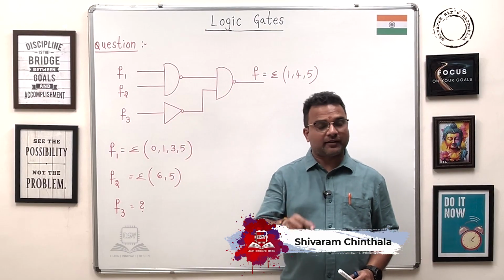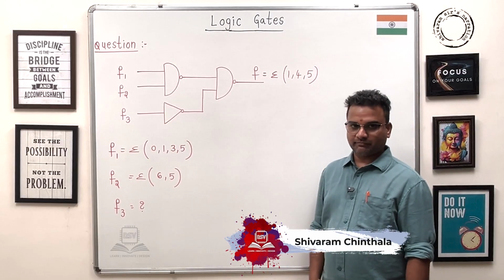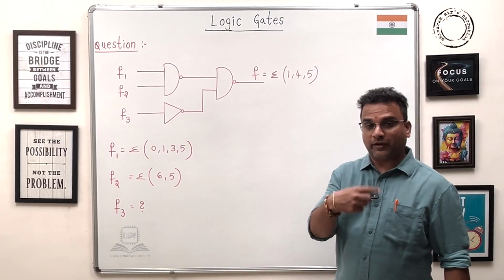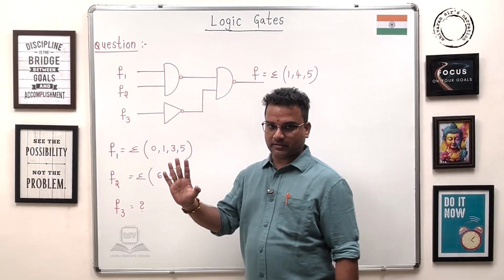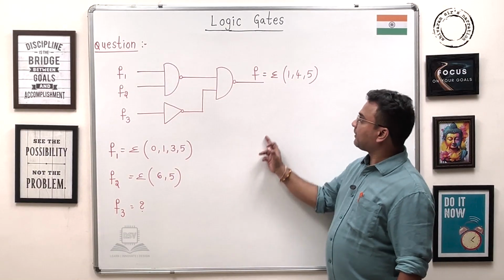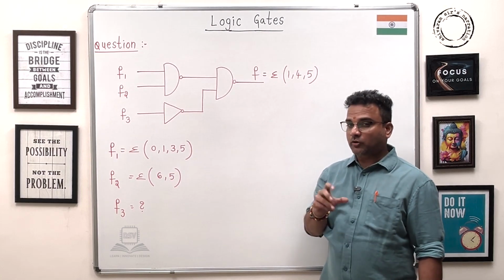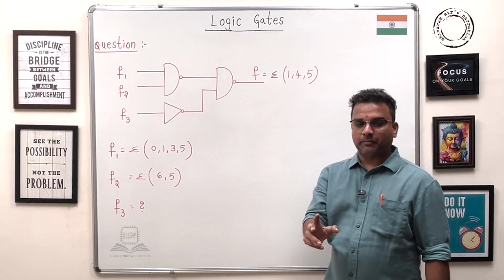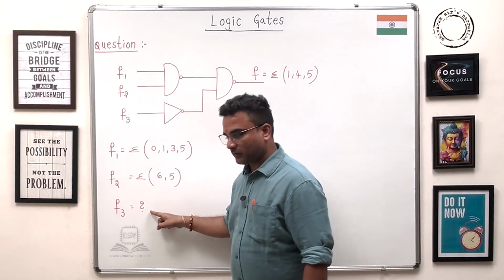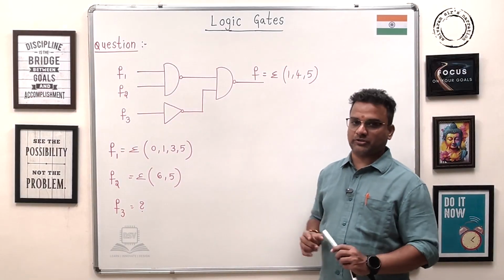Let's have another design challenge. Yes, this is a given design. The inputs are in terms of functions, not variables, functions. And in this design, they have given the output function also. But we want to determine the F3 function. What are the minterms present in this? That's what the question is.